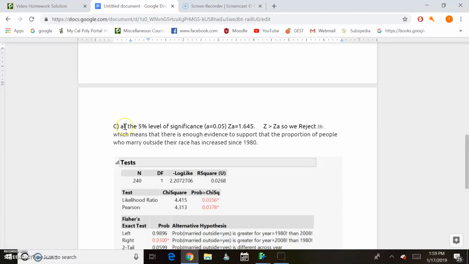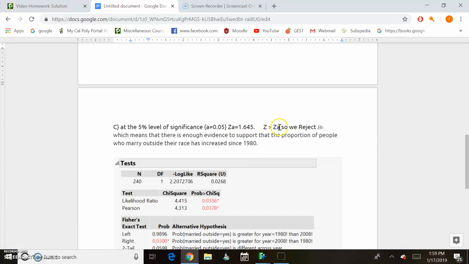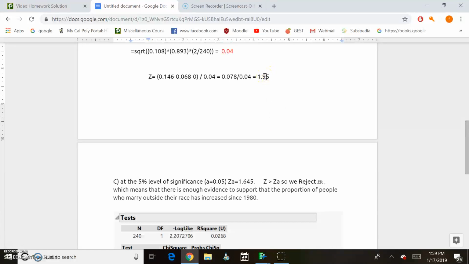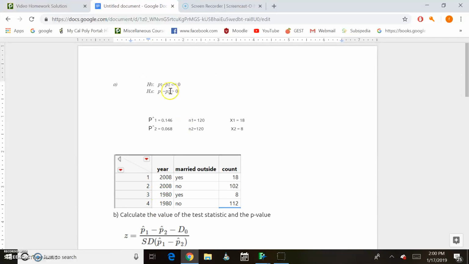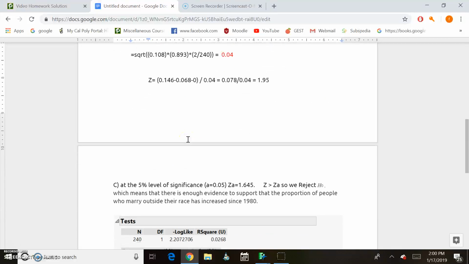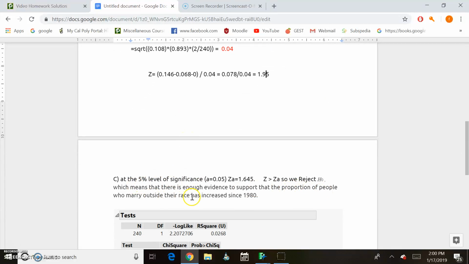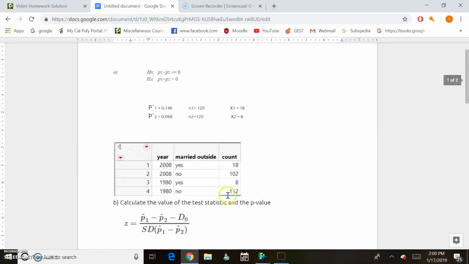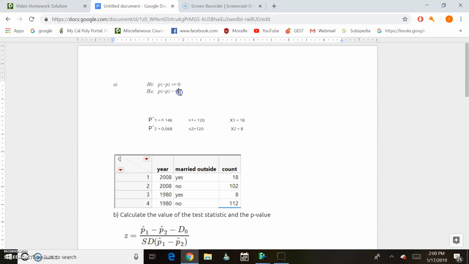Now in part C, they ask us to draw a conclusion based on a 5% level of significance. On a 5% level of significance, the z is 1.645. Our z is greater than that. That means that it lies inside the rejection region. So we are rejecting the null hypothesis. So it means that at the 5% level of significance, there is enough evidence to support the claim that the proportion of people who marry outside the race has increased since 1980, which is our alternative.